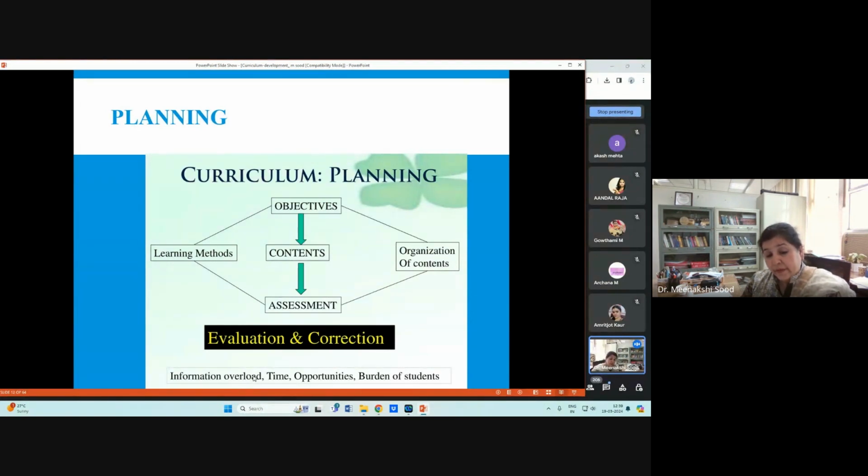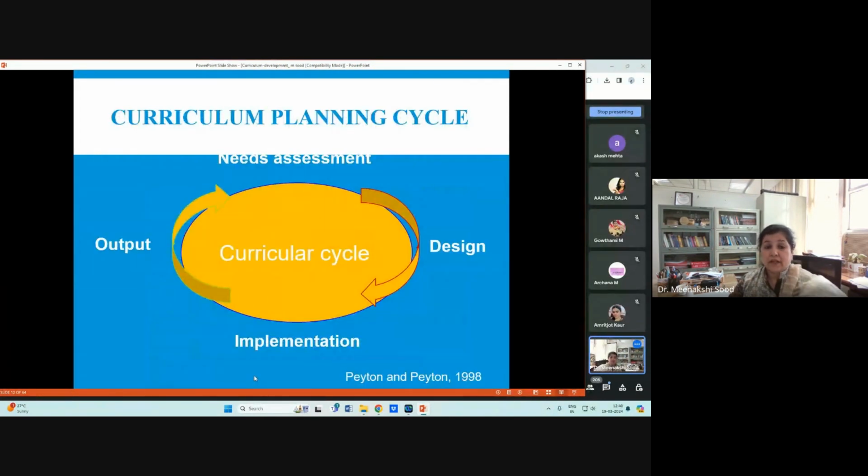So information overloading should not be there. How much time he's spending on the contents, how much time he's spending in the lab, how much time he's spending on other activities, the burden on the students, what opportunities, all these things are to be taken care of when you are planning the curriculum, right?